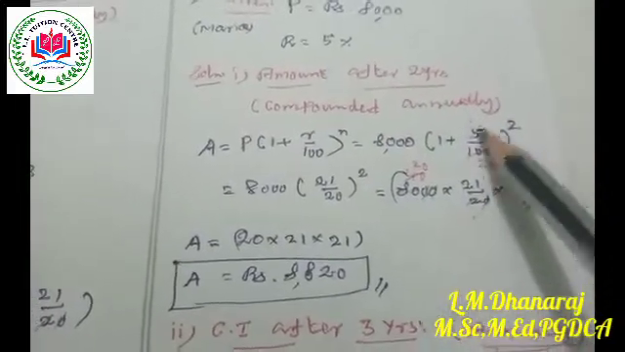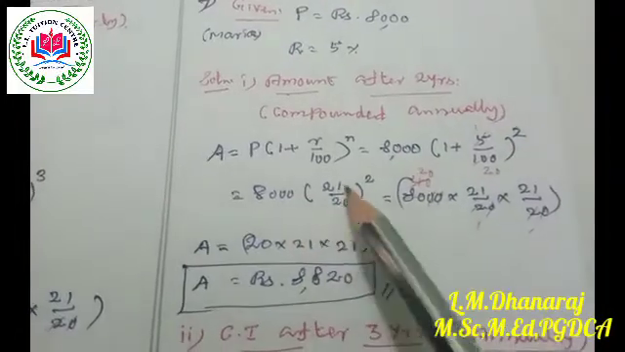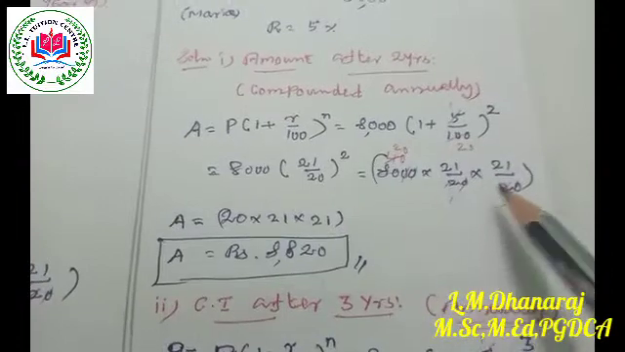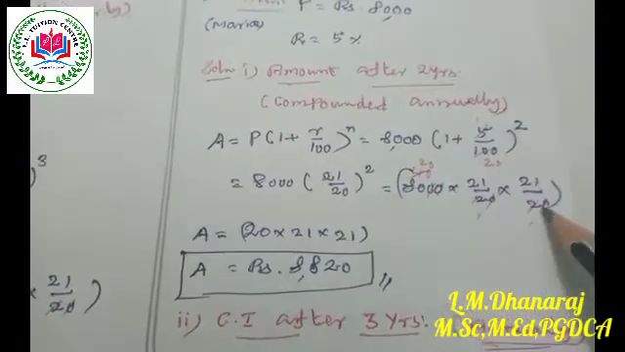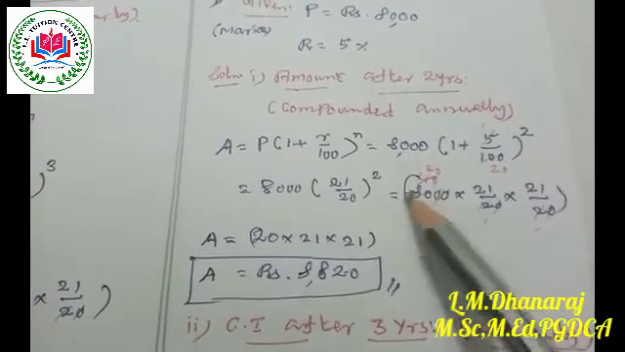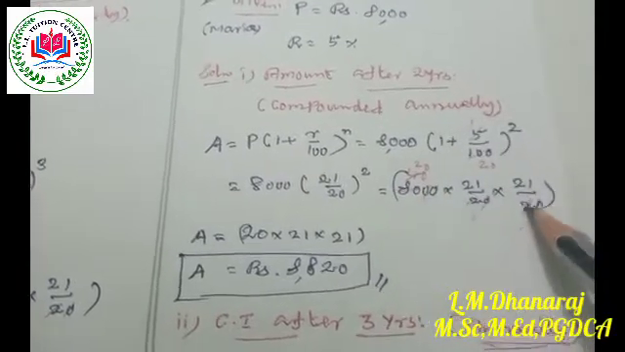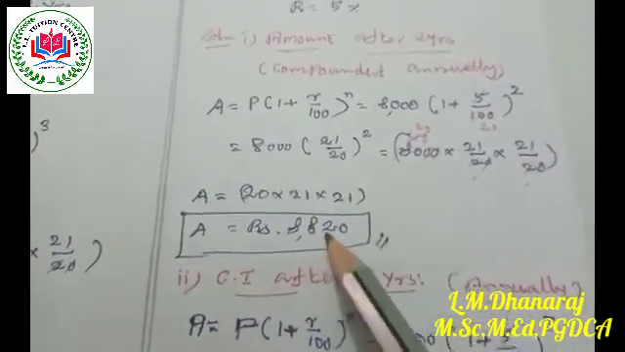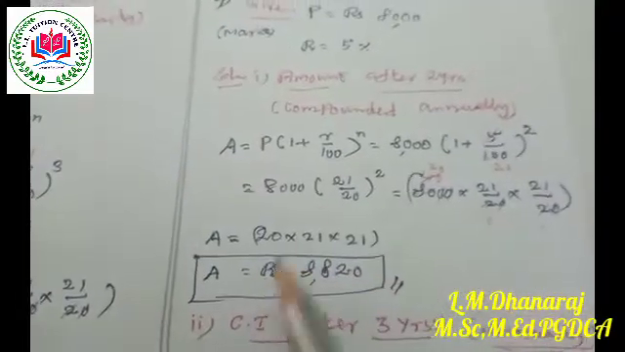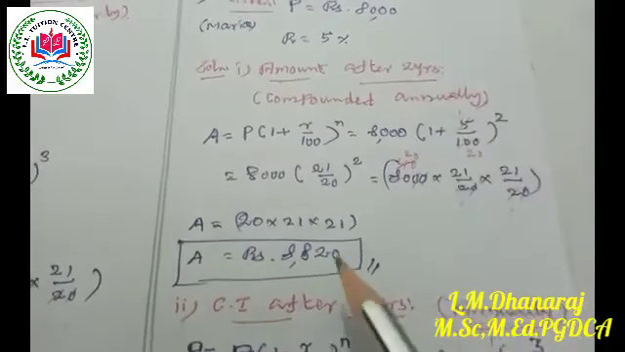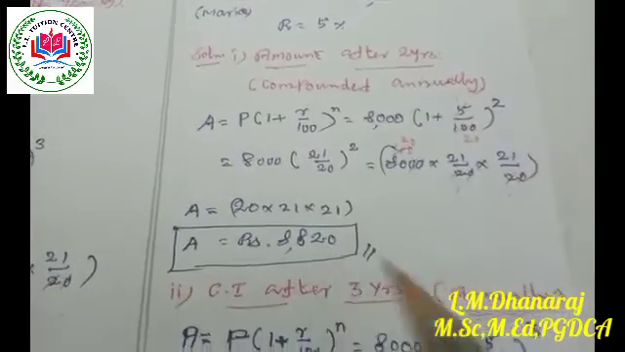By cancellation, we will be getting 8,000 into 21/20 whole square, that is 8,000 into 21/20 into 21/20. So 2 zeros cancel. 1 2s are 2 and this is 40 times, and again 1 2s are 2 and this is 20 times. 20 into 21 into 21, that becomes 8,820. That is the amount compounded annually after 2 years.